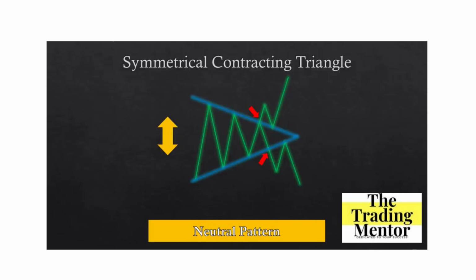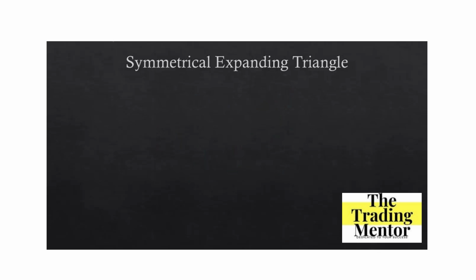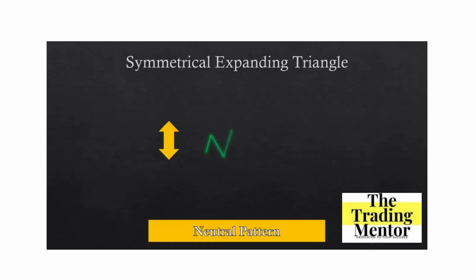The next triangle is called symmetrical expanding triangle, and this one implies an increase in volatility that can be quite challenging to trade. If price breaks out of the pattern to the upside, the stop should be below the lowest low in the pattern or below a confirmed demand zone.